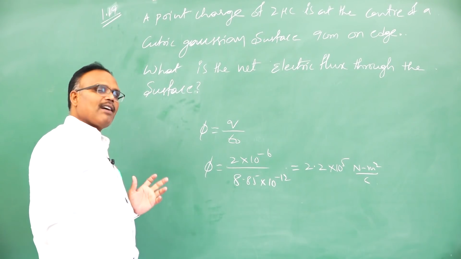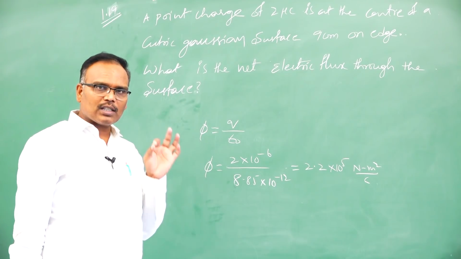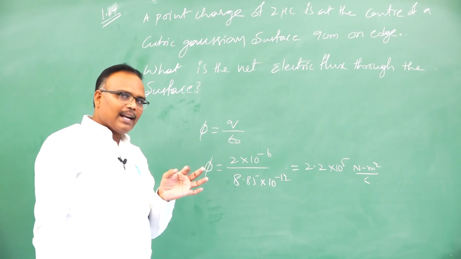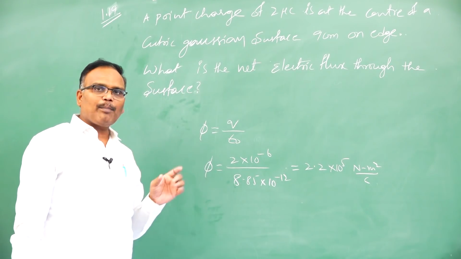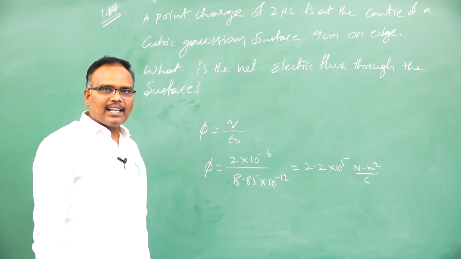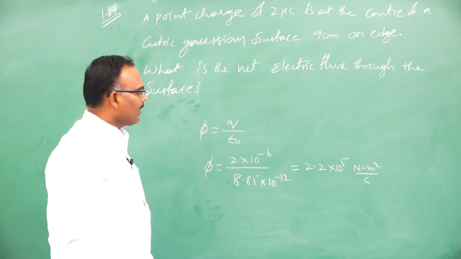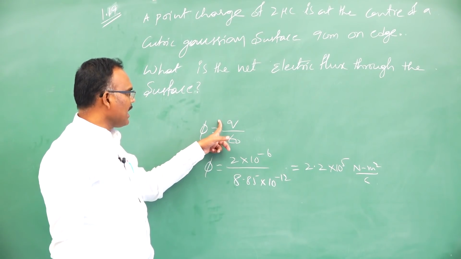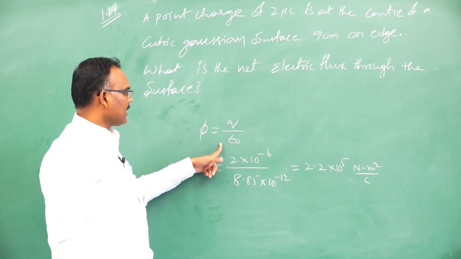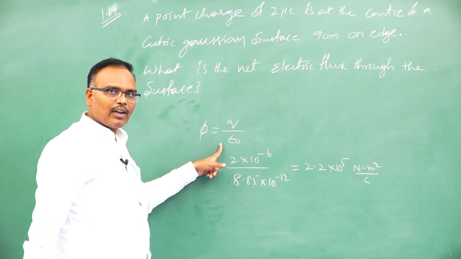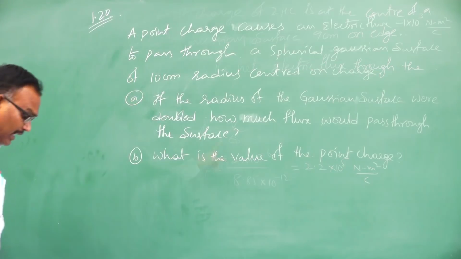In the previous case they asked only about the flux through the square. The square is a portion of an imaginary cube. That's why we needed to calculate the partial surface area flux there. There we used phi is equal to S by S naught, where S is the partial surface area and S naught is the total surface area of the Gaussian surface.